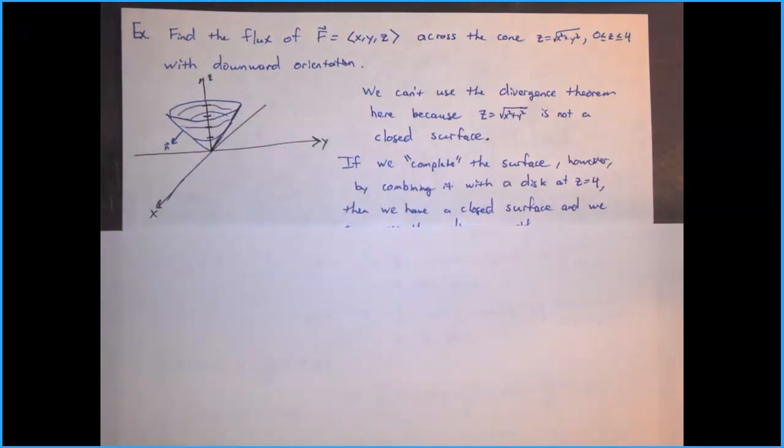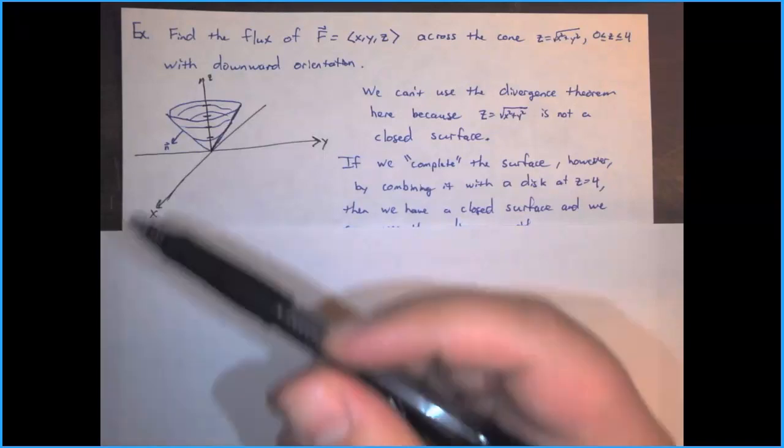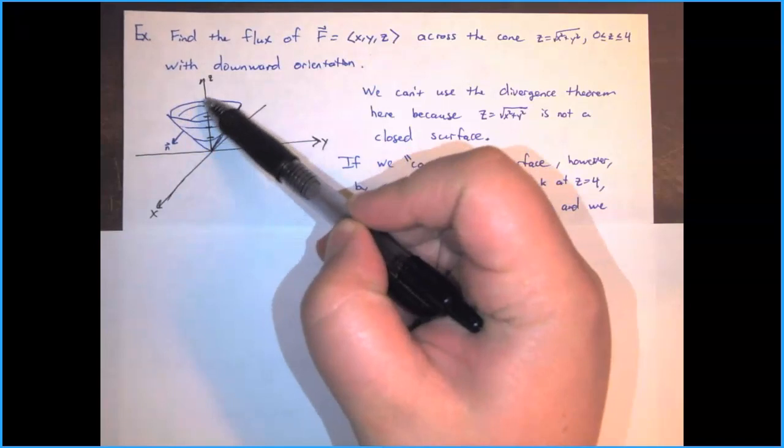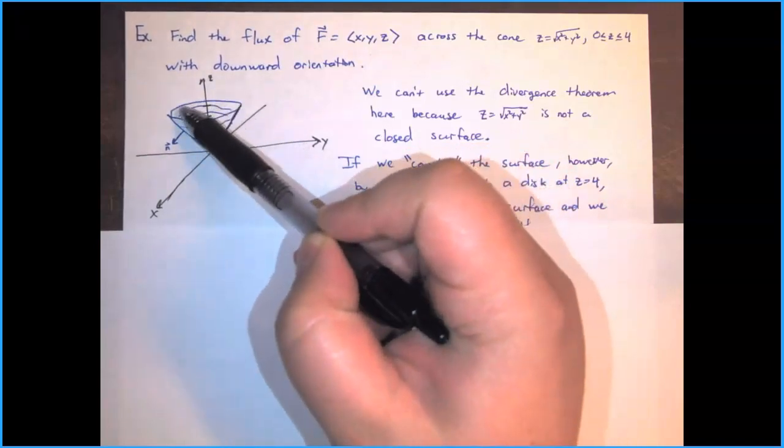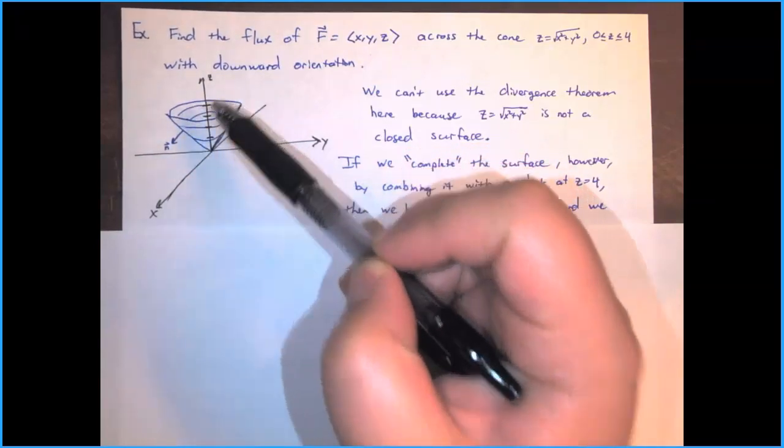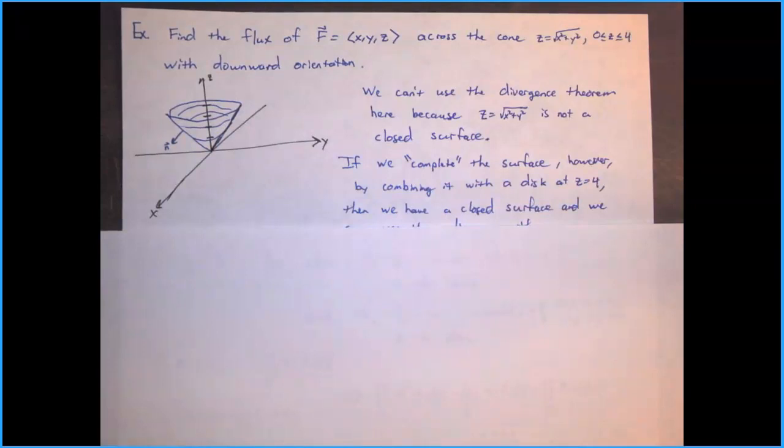But we can get around this by closing the surface. So we can pretend that we're going to close this surface by putting a disk right here, or putting a top on this cone. And then if we put a top on that cone, then what we have is a closed surface, and we can use the divergence theorem. So that's exactly what we're going to do. But we have to be careful. So this shows you some flexibility when using this theorem.